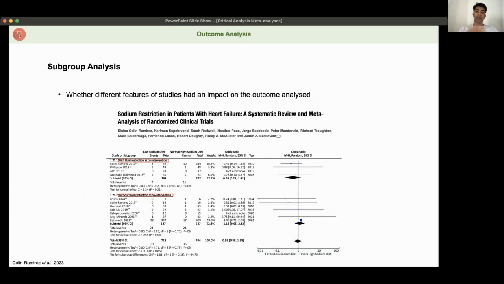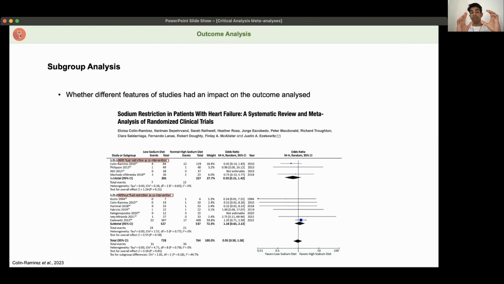Other examples of subgroup analyses you could do are male versus female. You could do inpatient versus outpatient in this case, like we said. You could do subgroup analyses for different heart failure classes because they had all that information. But this is the example I chose to show. So the next thing we're going to move on to is sensitivity analysis.